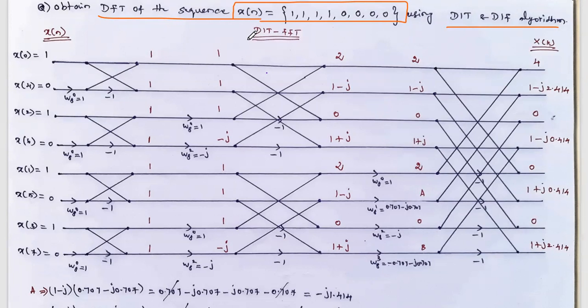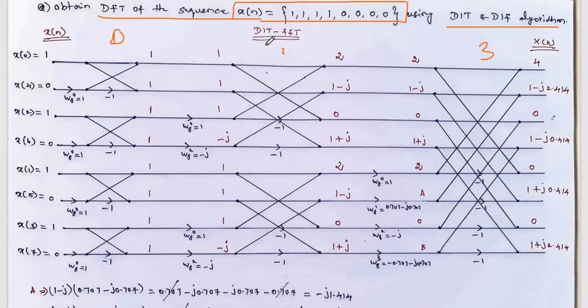In order to solve it using the DIT FFT algorithm, first we have to draw the butterfly diagram. So you see, this is the 8-point butterfly diagram. You know, if capital N equals 8, it can be written as 2 to the power 3. That 3 indicates the number of stages. So this is the first stage of the butterfly diagram, this is the second stage and this is the third stage. So an 8-point butterfly diagram has 3 stages.